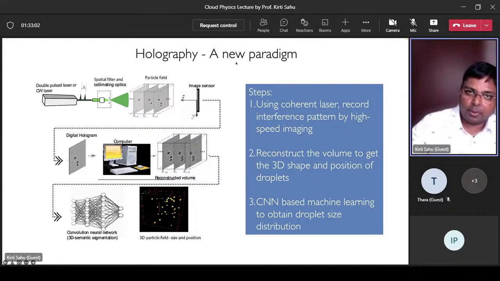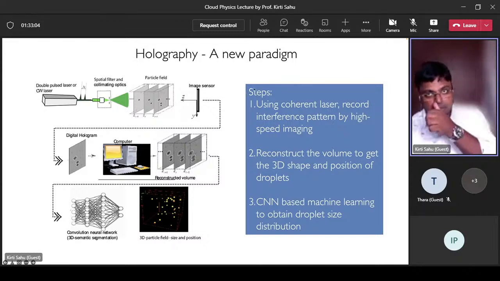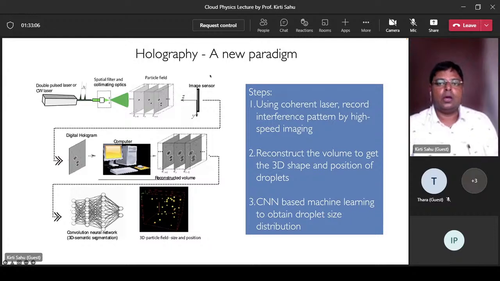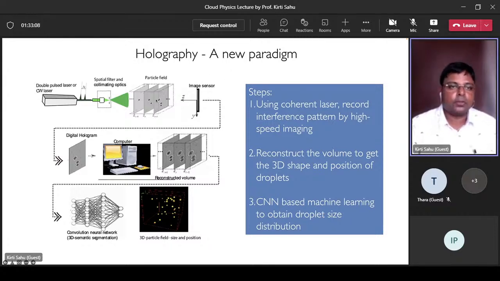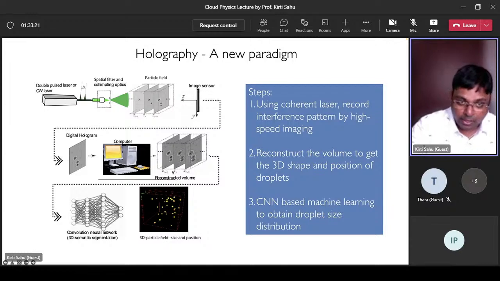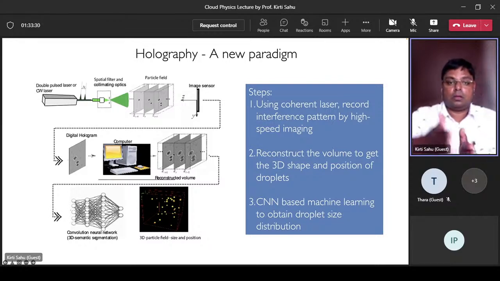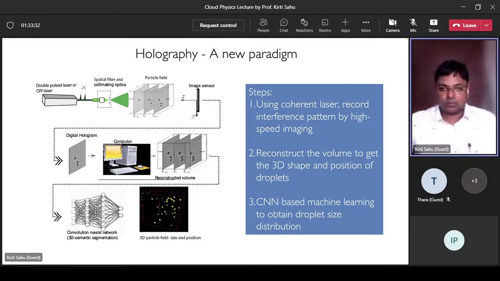which can be used. This is a type of machine learning technique which can be used to calculate the droplet shapes. So what it does is, I'll just briefly say something. It has a laser and it calculates the particle field and then an image sensor, and then it creates a hologram. Now these are the holograms. Now varying the focal length, one can get different slices of this image.